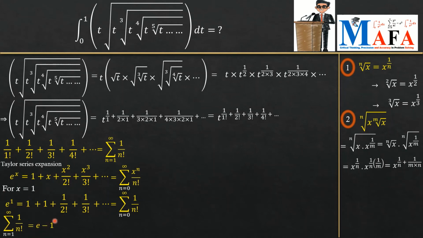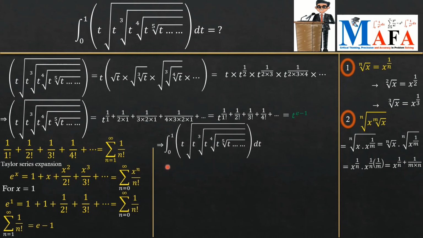So from there we get our sum as e minus 1, because 1 plus 1 on 2 factorial plus 1 on 3 factorial and so on is simply what we are looking for, and it is simply equal to e minus 1. Alright, so we have gotten this as t raised to the power e minus 1. By so doing, we can get the integral from 0 to 1 of our integrand to be simply the integral from 0 to 1 of t raised to the power e minus 1 dt.